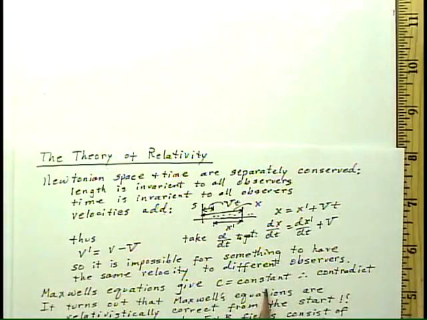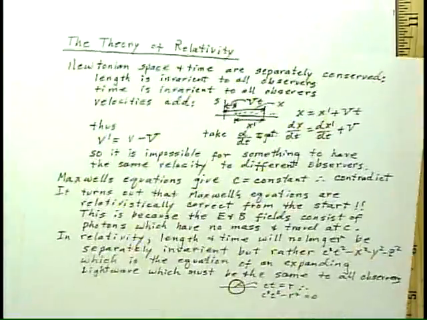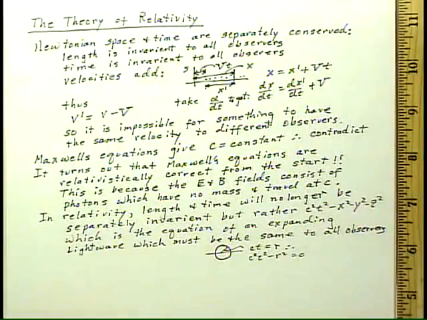Maxwell's equations give us a constant velocity and therefore contradict this. It turns out, in the long run, that Maxwell's equations are relativistically correct from the start. This is really because the electric and magnetic fields consist of photons, which have no mass and travel at the speed c. Of course, Maxwell did not know that at the time. But it follows that Maxwell's equations inherently had to be relativistic because they're composed of things that could not, namely photons, move slower than the speed of light.